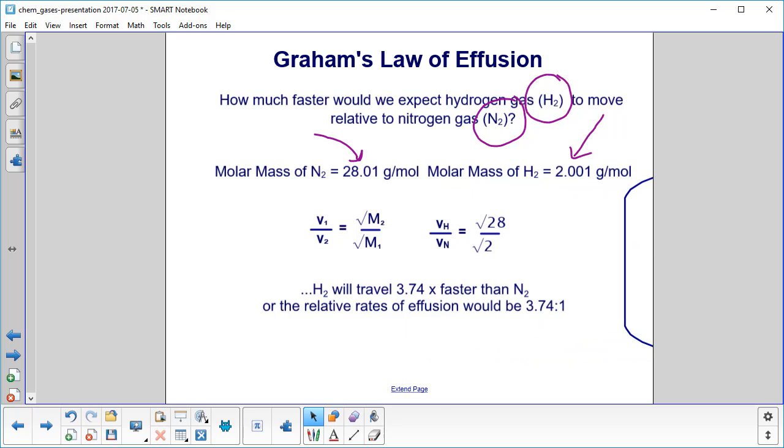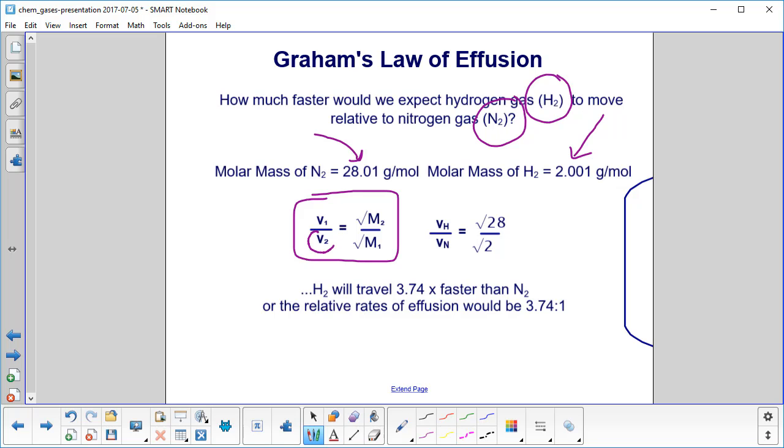We have our Graham's law equation. V1 over V2 is the square root of M2 over M1. So we put in the molar masses. And make sure you put them in the right place, right? Here's your nitrogen, and here's nitrogen again. They kind of crisscross there. We divide that out, get the square root of 14, which is 3.74. So hydrogen will travel 3.74 times faster than nitrogen, or the relative rates of effusion would be 3.74 relative to 1.